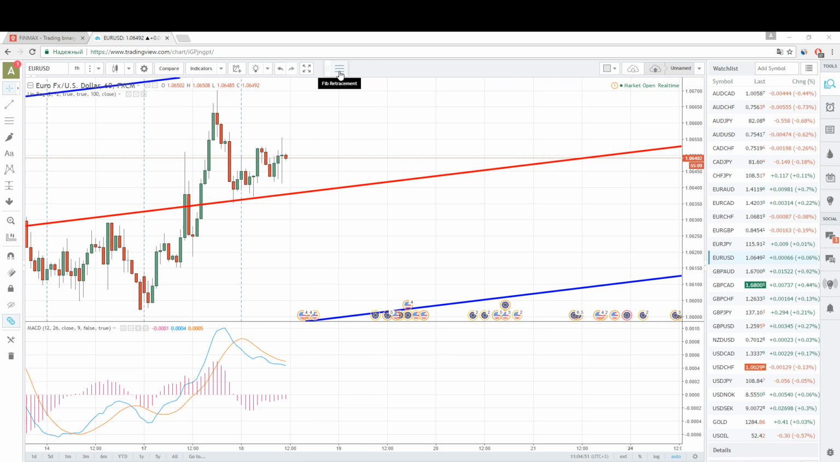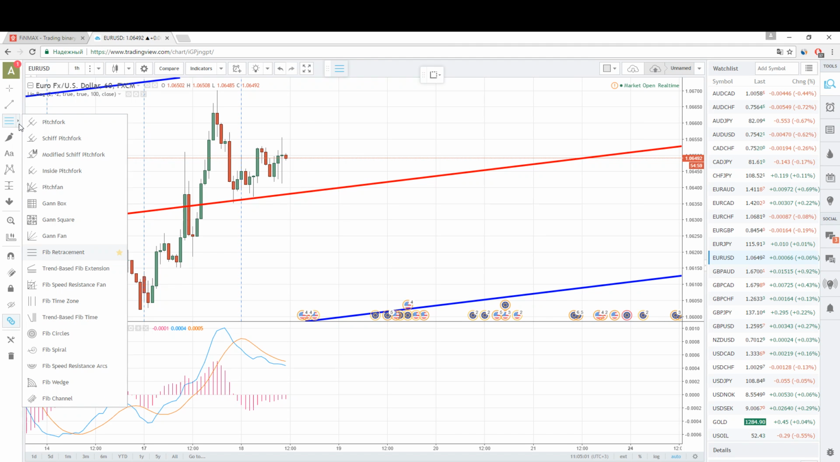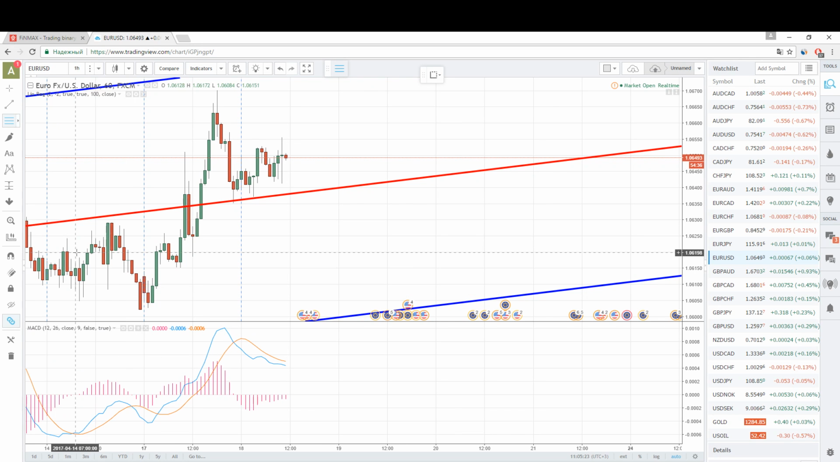We have it on the platform, as I'm using it pretty often. It's placed here, but on the main screen you can find it here. As I told you, there are different methods, different sorts of Fibonacci, like time zone, fan, and many others that can be used. Right now I'm using retracement as one of the instruments that I use.